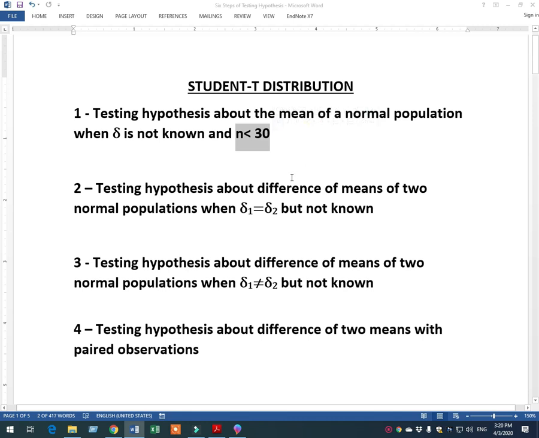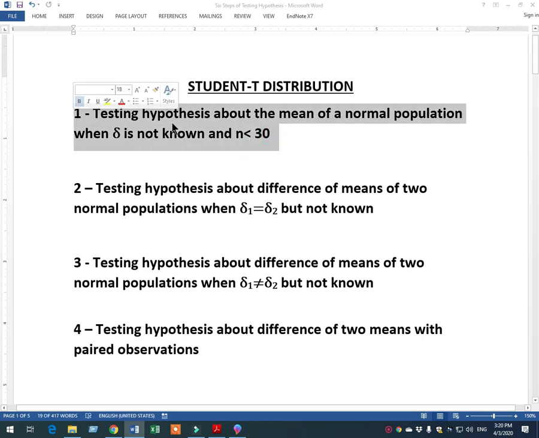With this issue, I'll be explaining four kinds of tests in the T distribution. As you can see there, the first test would be testing hypothesis about the mean of the normal population when the population variance or population standard deviation, because it is sigma, not a square, it is the population standard deviation, is not known and n, the number of observations, is less than 30. This would be our first case, testing hypothesis about the mean.